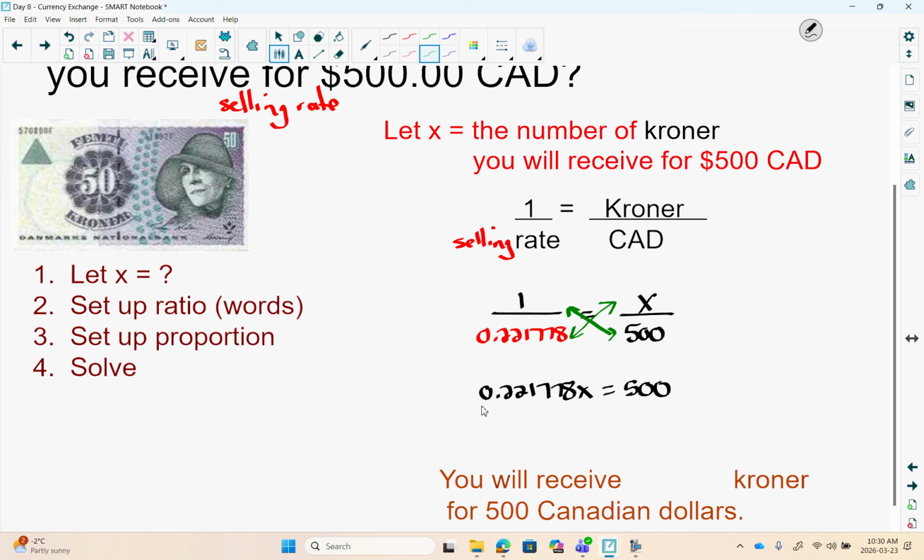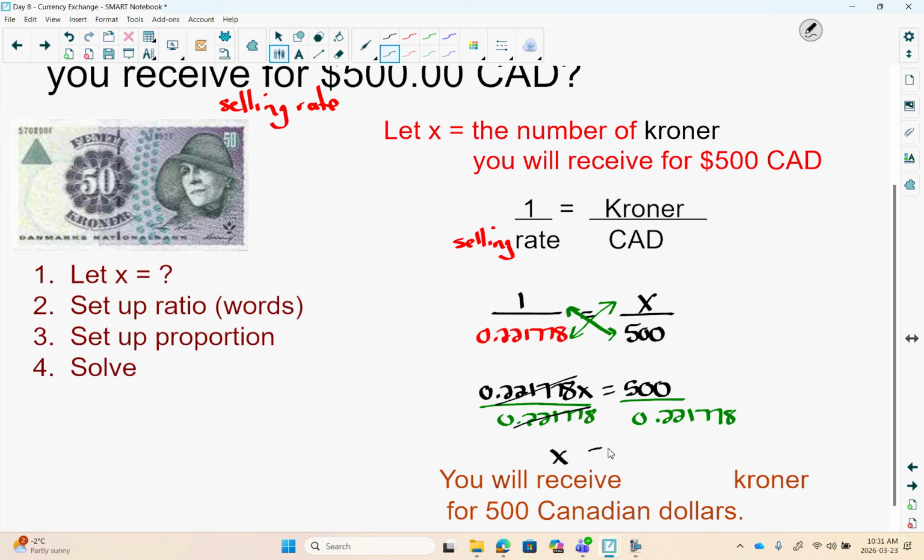If that said 5x, I'd divide both sides by 5. If it said 13x, I'd divide both sides by 13. Just because it's a weird decimal doesn't change my mathematical process. I am going to divide both sides by 0.221778. What would that leave on this side?